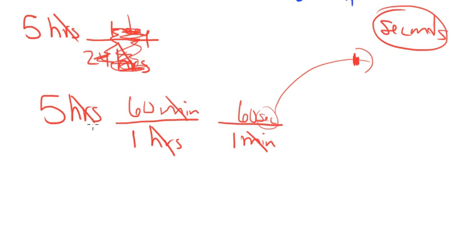So now I just take my math. 5 times 60 times 60 divided by 1 times 1, which is 1. So what's 5 times 60 times 60? It's 18,000. So it's 18,000 seconds in 5 hours. Okay? You get that? Okay, guys, you understand that? Are we okay with that?